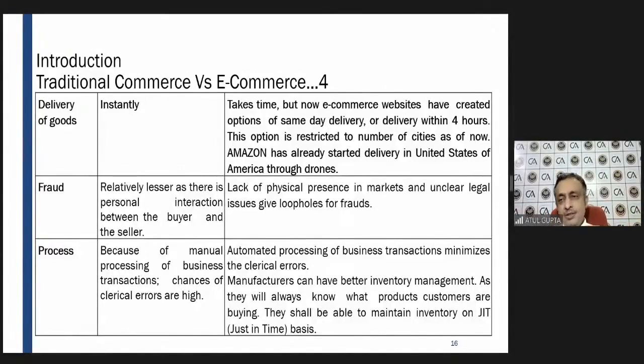Then, yes, fraud possibilities are there in both, but the possibility of fraud is much larger in e-commerce because of the anonymity of the transaction. You don't know the person whom you are interacting with. The process is automated, and e-commerce merchants have this concept of JIT. I think you know JIT, just in time.